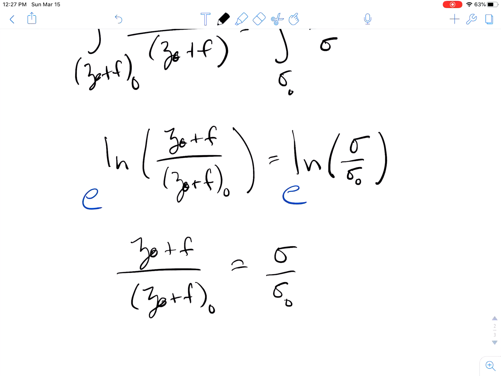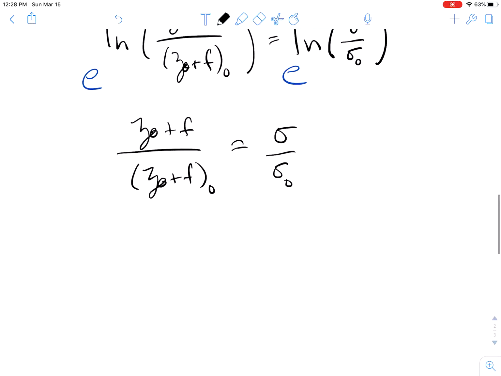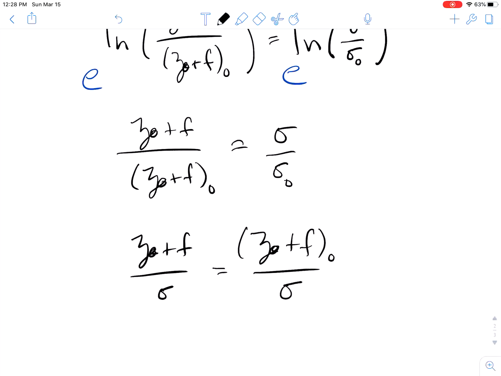Now the question is, what does the naught really mean? Our naught here just means it's a constant value, a starting value. And so we can isolate all those values together, and then all the non-constant values together, such that we have zeta theta plus f over sigma equals zeta theta plus f naught over sigma naught, which with our two naughts together we know just equals a constant, or we could just say equals c.